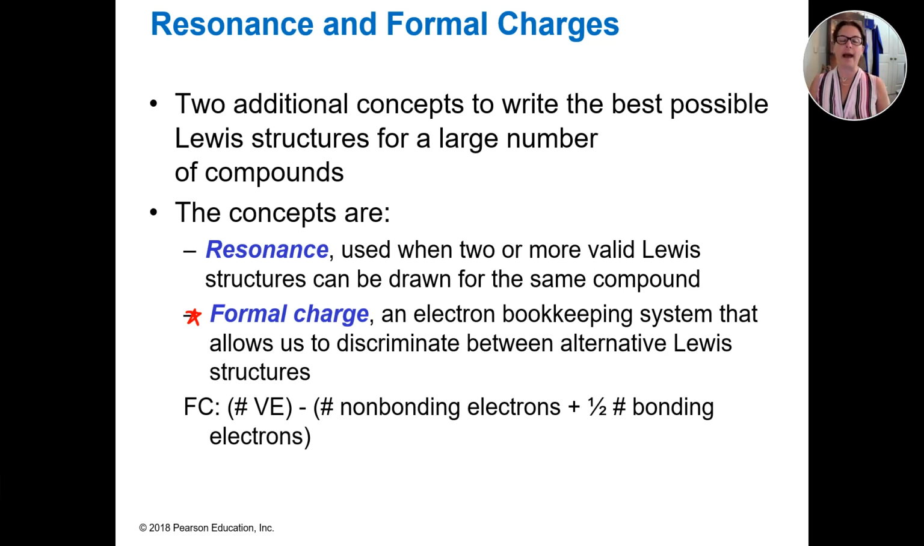So in order to calculate formal charge, we're going to do it for each and every element within the compound. And it's simply, if we're looking at one element in a compound, we're going to take the number of valence electrons that element has. We're going to subtract from it the number of non-bonding electrons or electron pairs, lone electrons, and half of the bonding electrons.